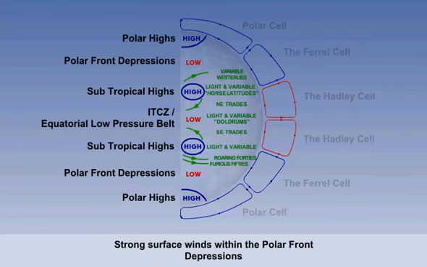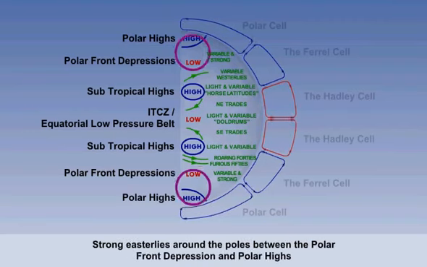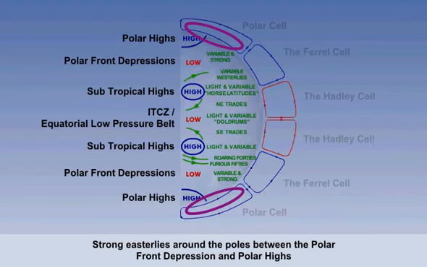The surface winds around the polar front depressions are very variable, because the polar front depressions themselves are very mobile. Next we will look at the surface winds between the polar front depressions and polar highs. Looking at the side view, we can again see airflow from the high to the low. But like before, very little air flows in this manner. Again, there is deflection from the Coriolis effect, and the resulting wind will be easterly in this area.